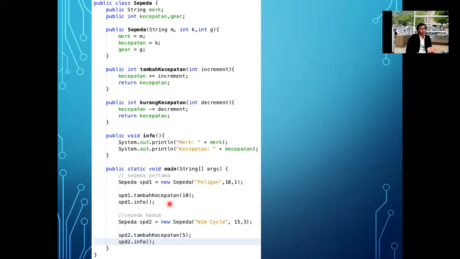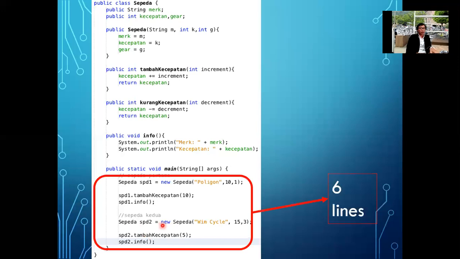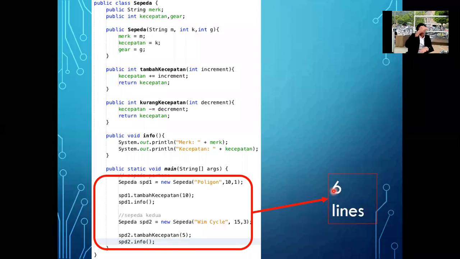This is for the first bicycle. And then for the second bicycle, you also create a new object by using the same class. So there is no difference between the first object and the second object. And then you call the constructor, and then you call the function. So in this way, the total lines of code will shrink.